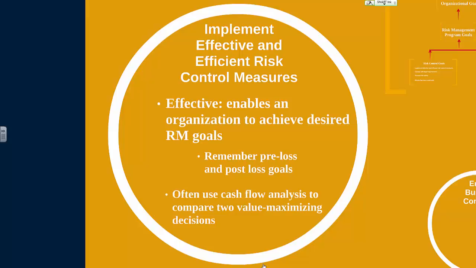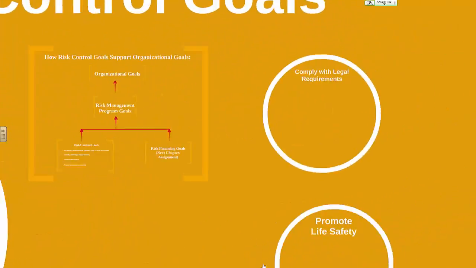In order to ensure that your risk control measures are effective and efficient, businesses often use cash flow analysis to compare 2 different possibilities or 2 value maximizing decisions to see which one is most value maximizing. Again, much of this seems like common sense, but all too often it's ignored by many businesses, especially small businesses.